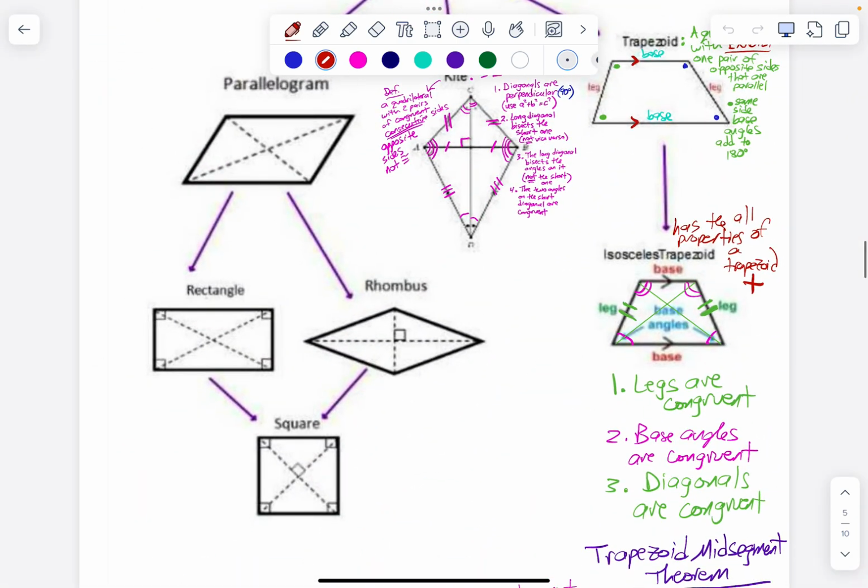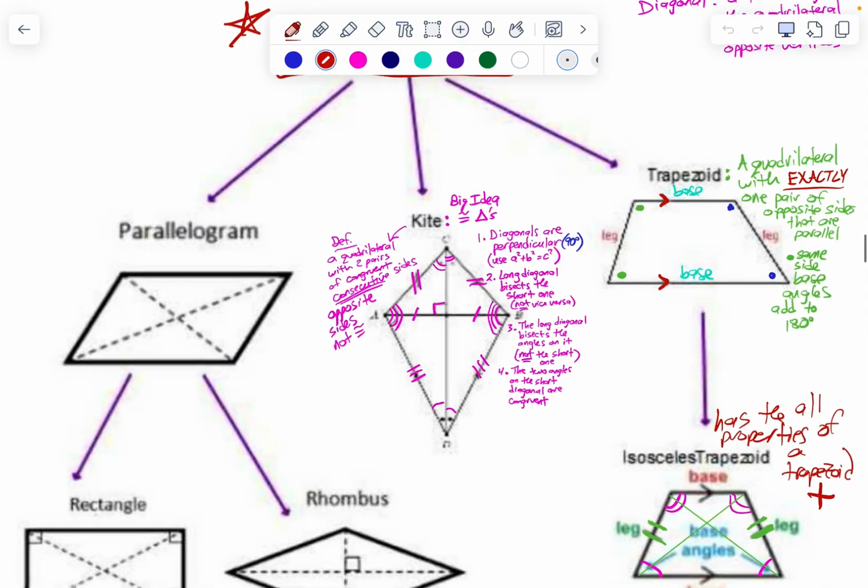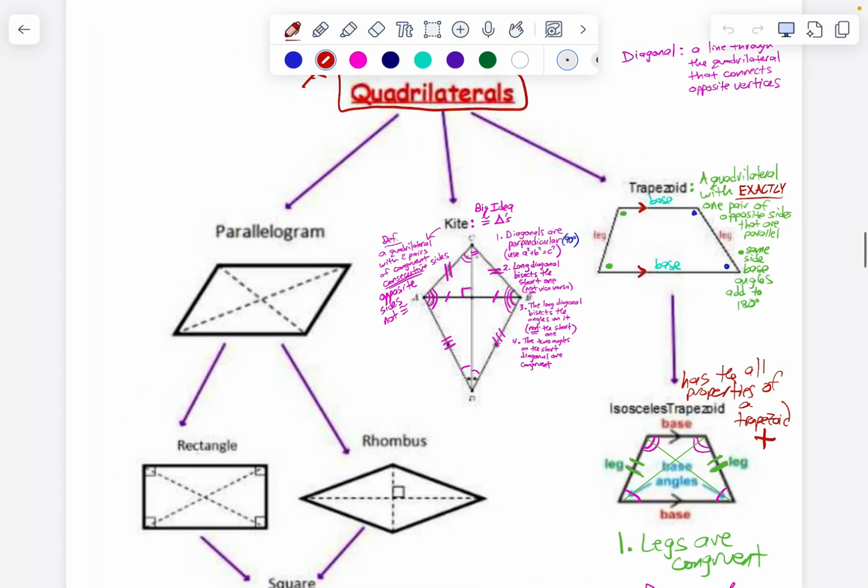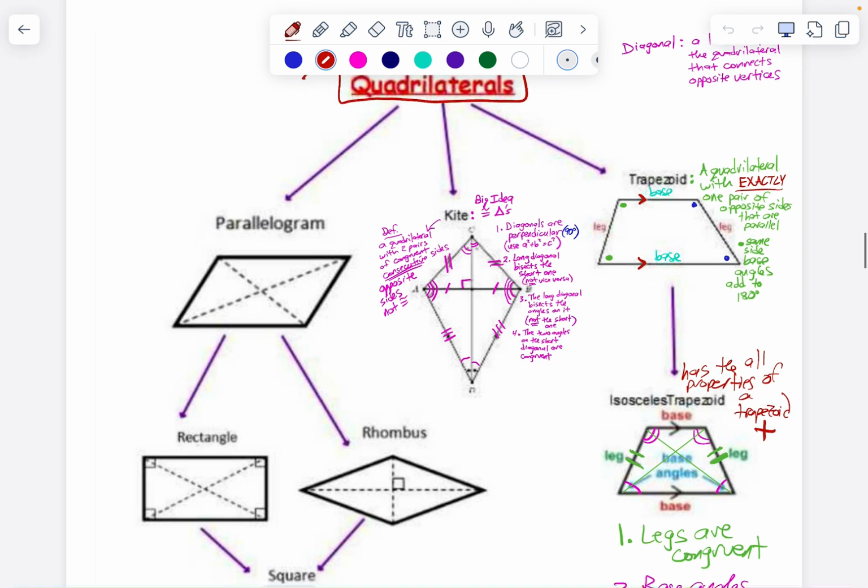Trapezoids, definition there. It had exactly 1 pair of opposite sides that are parallel. We call those the bases, and then the other 2 sides that aren't parallel are the legs. And in just a regular trapezoid, the same side base angles are supplementary. They add to 180 because of those parallel lines. And if we had looked at this 2 units ago, we would have called those same side interior angles. Anyway, and then we had the isosceles.